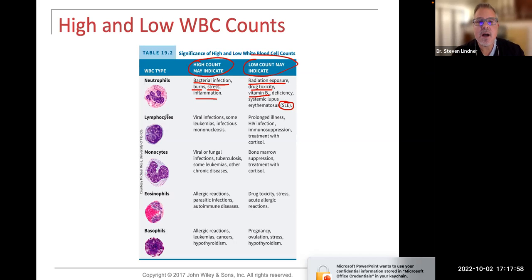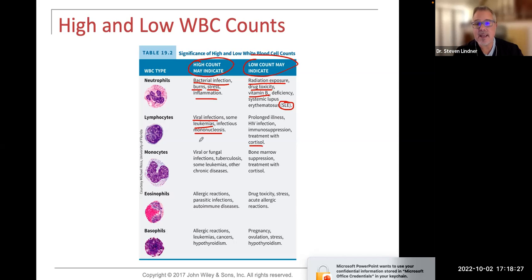If the lymphocytes are high, that's with a viral infection, some forms of leukemias and mononucleosis, infectious mono. If it's a low lymphocyte count, we see that with prolonged illness, we'll see with HIV, immunosuppression, or if people are chronically treated with cortisol or cortisone and corticosteroids.